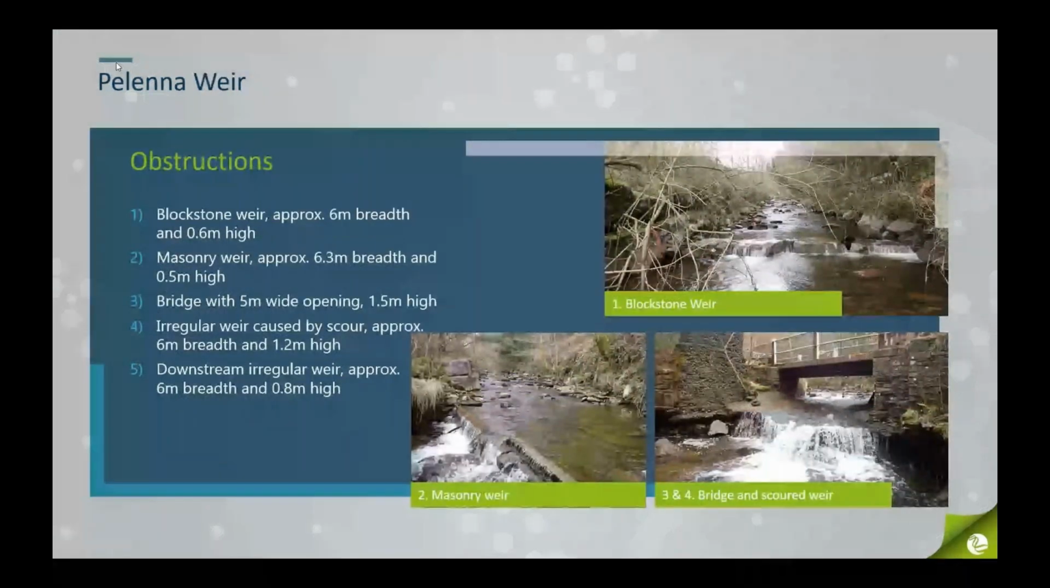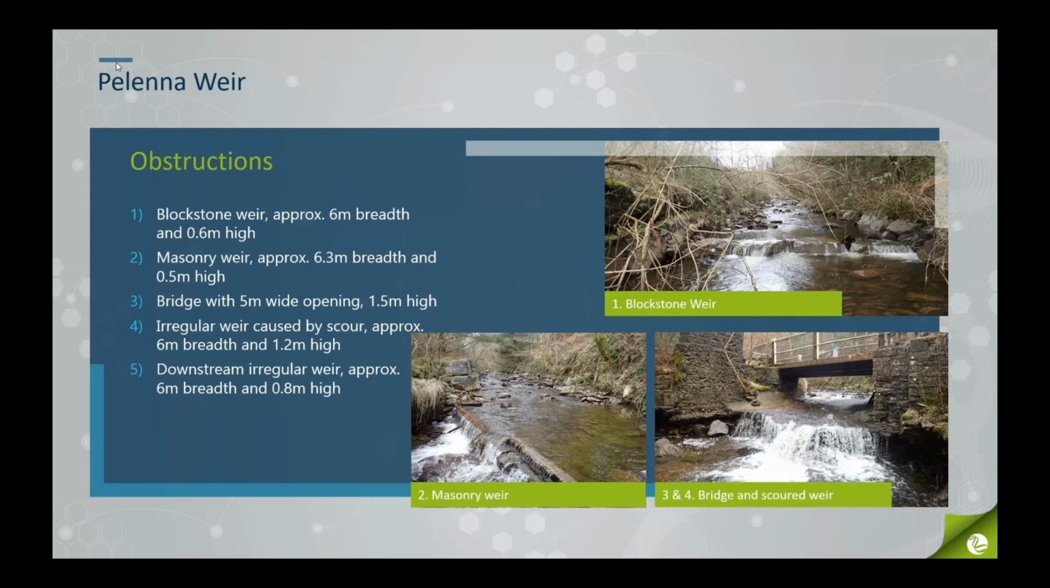If we move on to the second site, this site is very similar. We've got a series of obstructions. Starting upstream, we've got a boxstone weir, 0.6 meters high, shown in the top right. Moving downstream, we've then got a masonry weir, which is the bottom left photograph. Then we've got a bridge, which doesn't in itself cause an obstruction, but it's got a concrete apron. Downstream of that concrete apron, it's scoured away the natural bed, so we've got quite a large drop there, about 1.2 meters.